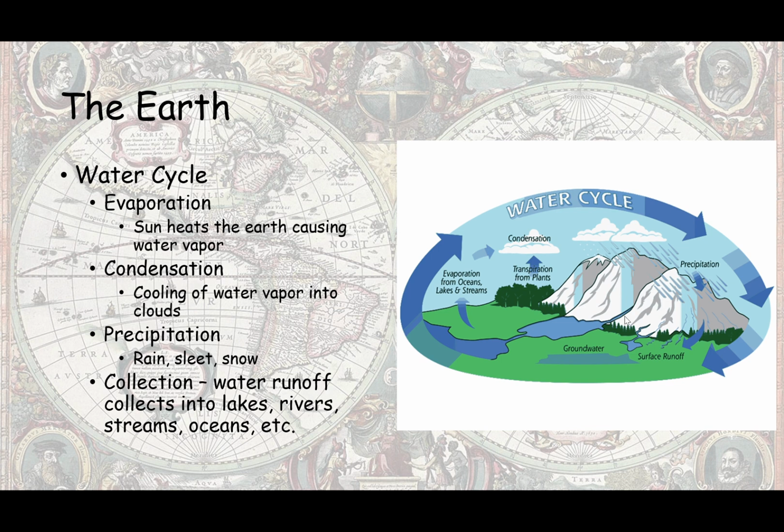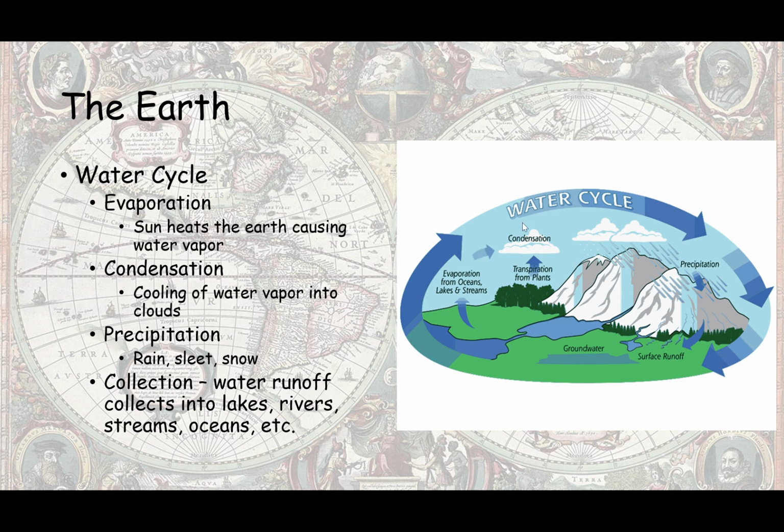We also have a water cycle, and again, you have this picture over here, and I'm not making this into this big story or anything. This is just information that you need to know about how different systems work on the Earth. So in the water cycle, you have evaporation from oceans and lakes and streams. The sun heats the Earth, causing that evaporation, and it goes up.